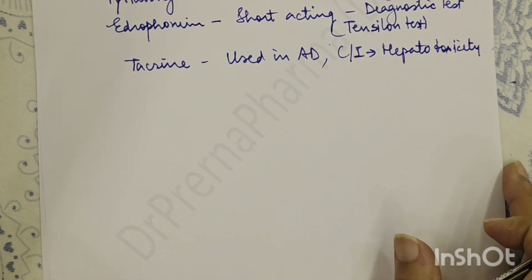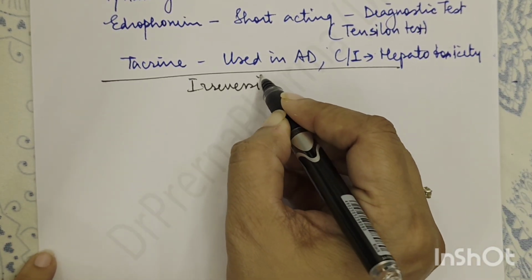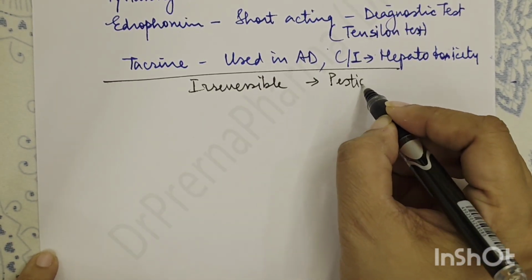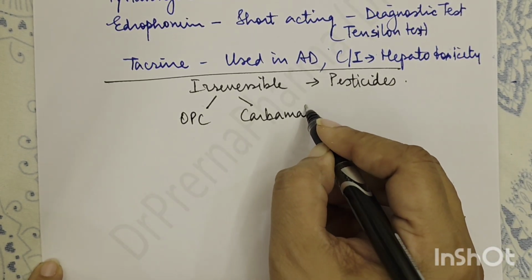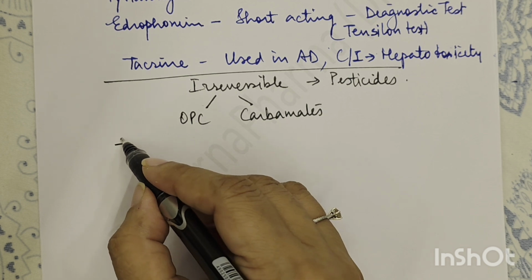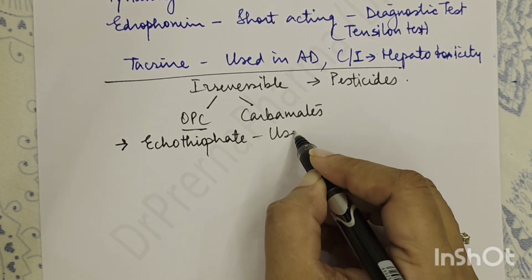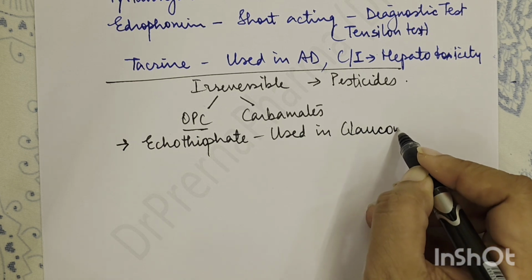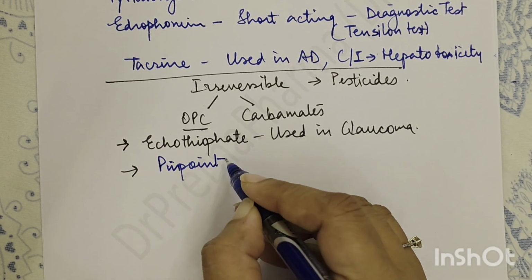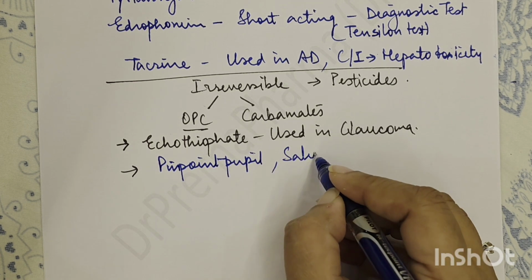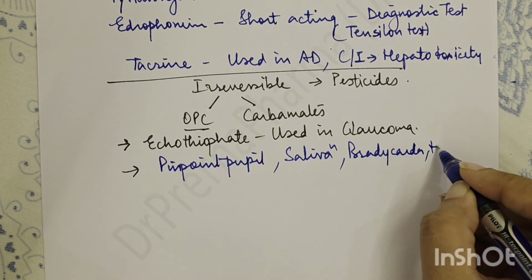Now let's come to the irreversible ones. Now irreversible ones are mainly pesticides or insecticides. Okay, in this we have phosphates and carbamates, right? Now इसमें organophosphates में there's only one drug, ecothiopate, which is used in glaucoma. Rest all are not used. The symptoms are basically extension of the acetylcholine, like there will be pinpoint pupil, there will be excessive secretion, salivation, lacrimation, there will be bradycardia, okay, and there will be hypotension.